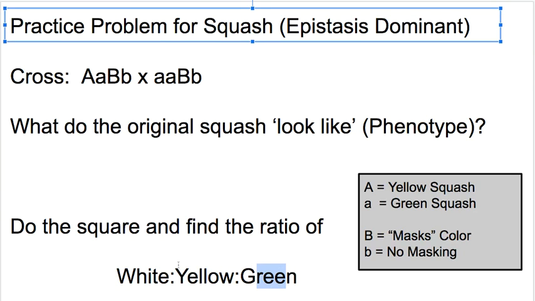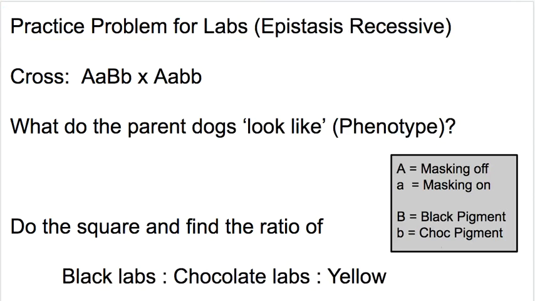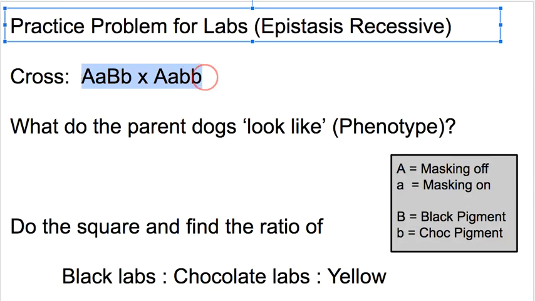Okay, and I'll have posted a key on the board, or you can check with somebody else who's been doing this problem. Then, there is a lab problem. So epistasis recessive, over here are our genes. I've defined them for us. And here are a couple of pups that we're going to cross.